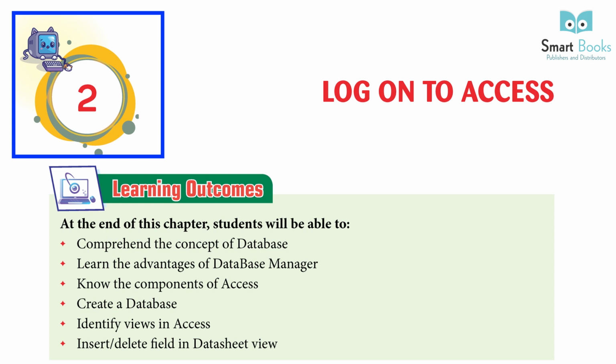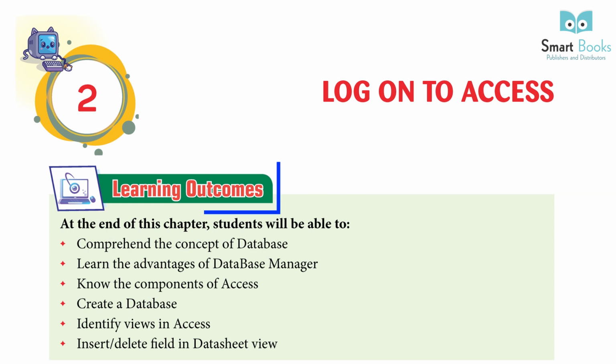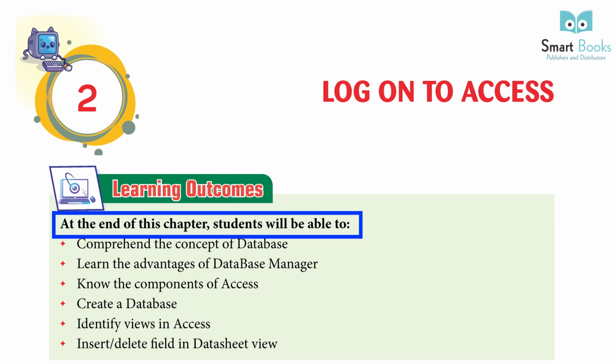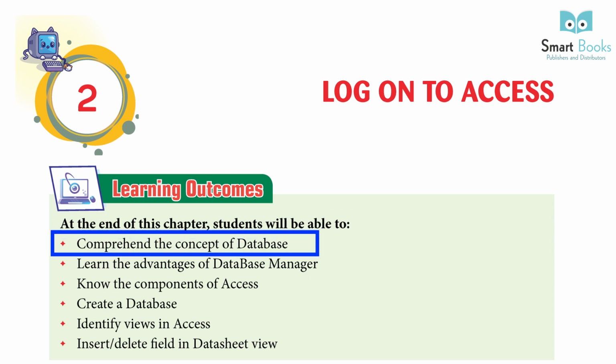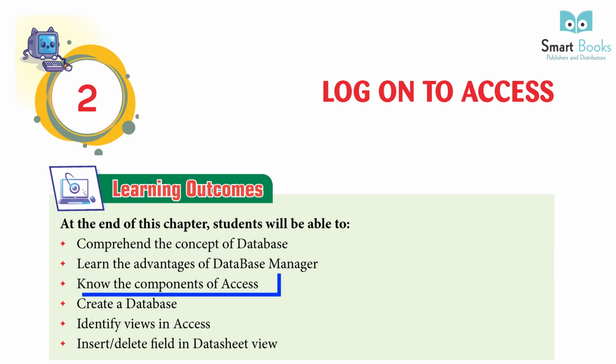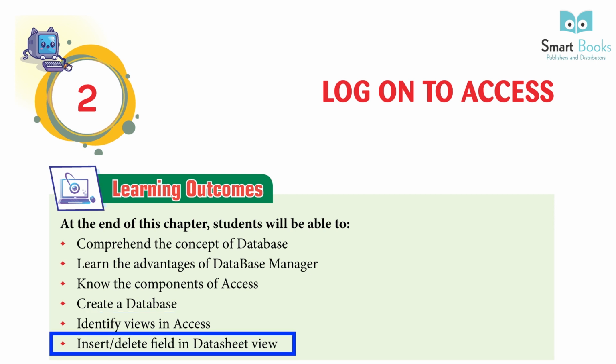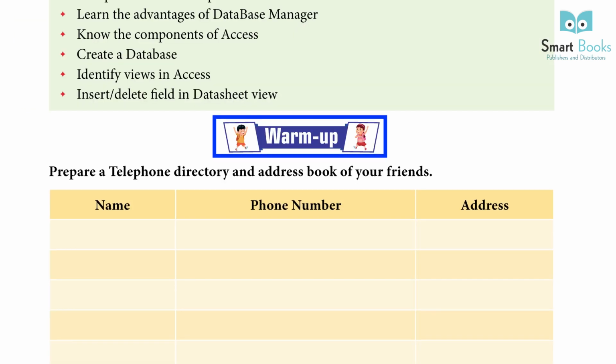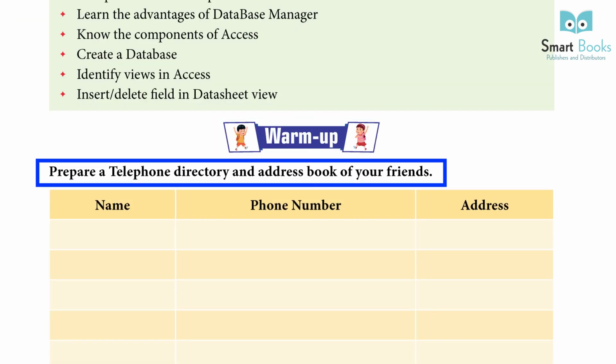Chapter 2. Log on to Access. Learning Outcomes. At the end of this chapter, students will be able to comprehend the concept of database, learn the advantages of database manager, know the components of Access, create a database, identify views in Access, insert and delete field in datasheet view. Warm up. Prepare a telephone directory and address book of your friends.